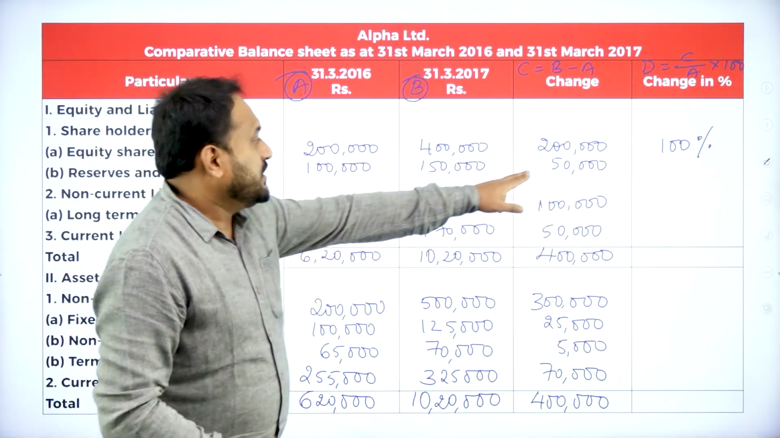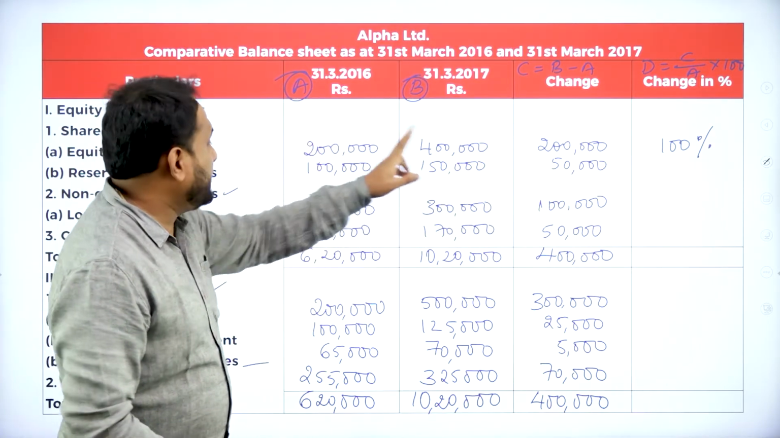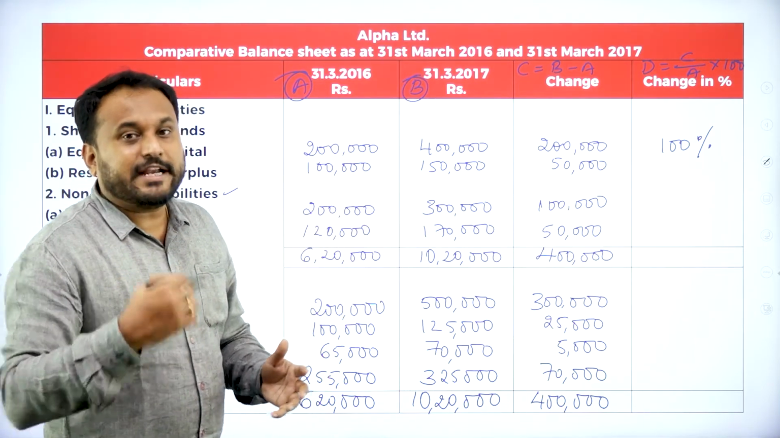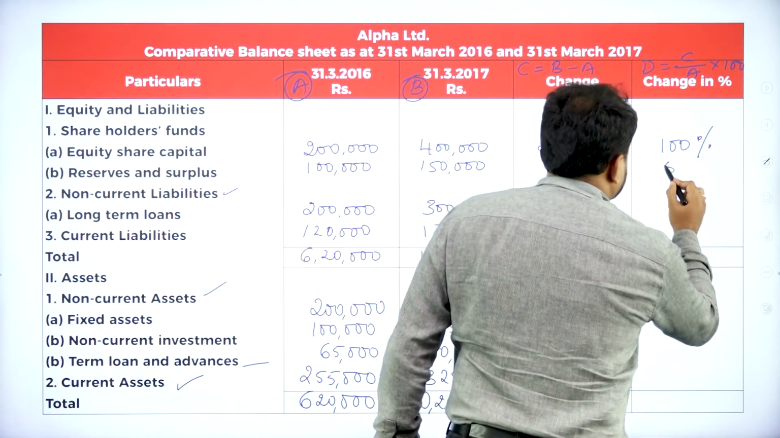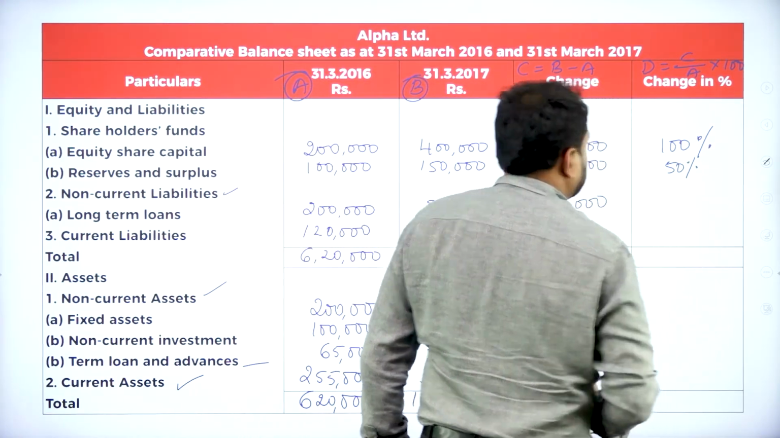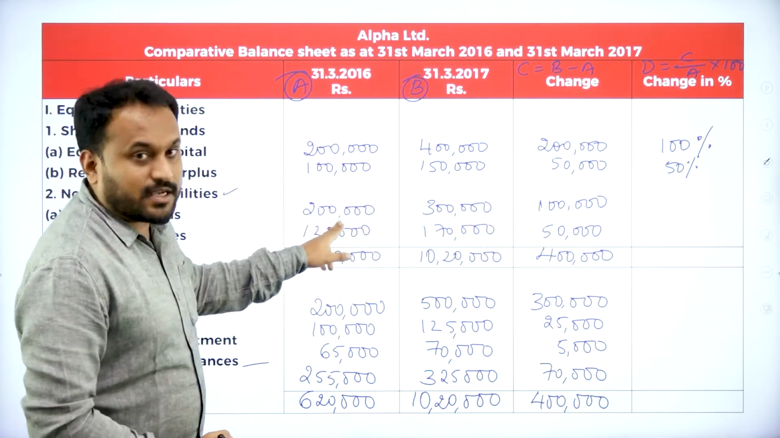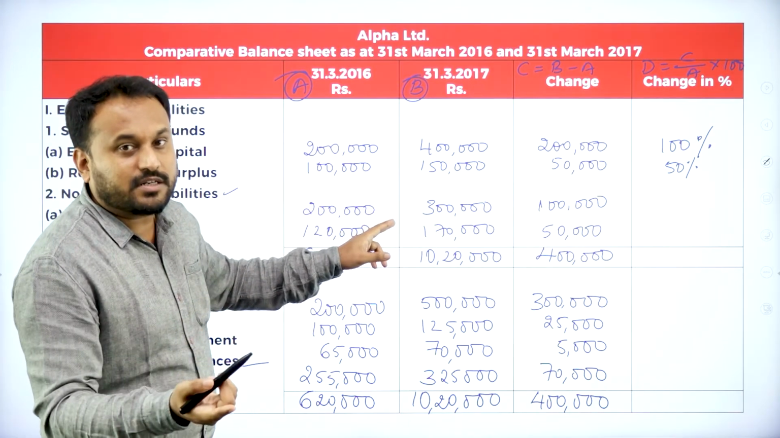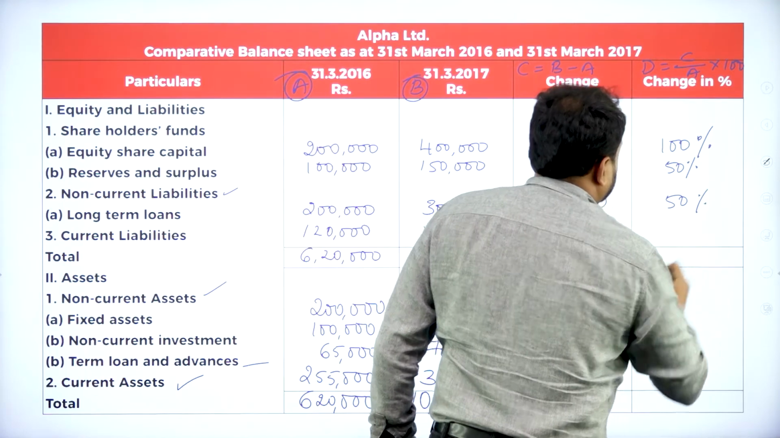Now same way here. 50,000 divided by 1 lakh is 1 by 2. 1 by 2 into 100 is how much? 50%. So we will go with 50% here. Be very careful. Now again, 1 lakh divided by 2 lakh. So again you have 1 divided by 2, 1 by 2 into 100. It is 50%. We'll go with 50%.